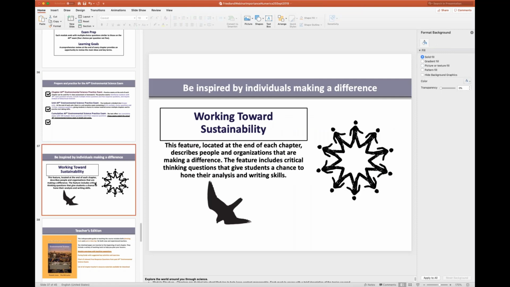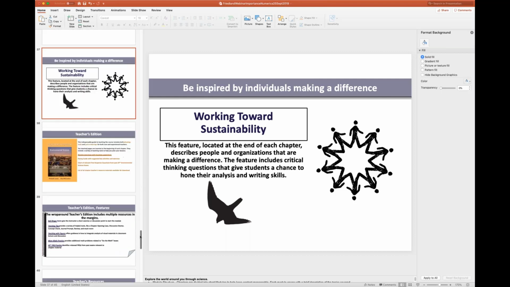And also, we've had this in both earlier editions. We try to find a good news story, because there is lots of good news, even though there are reasons to be concerned, that there are individuals and organizations making a difference on topics that were covered in a given chapter. So we have Working Towards Sustainability, a feature at the end of every chapter.